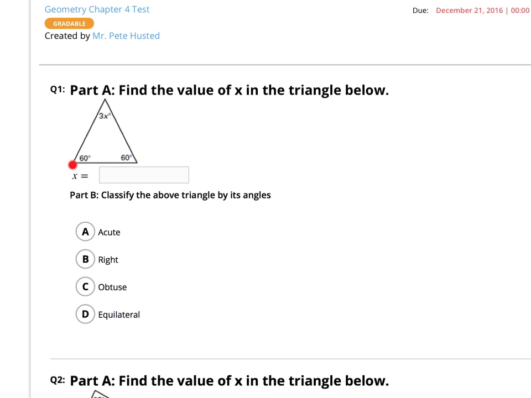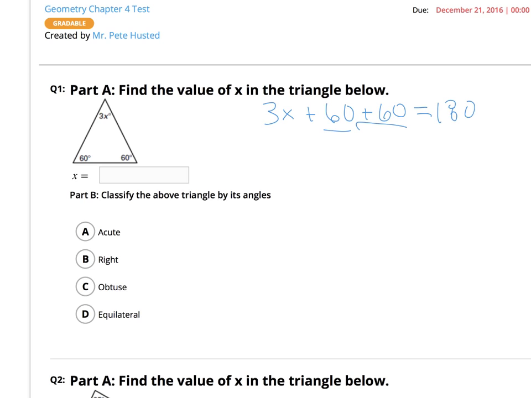Okay, 60 degrees, 60 degrees, and 3x are the three angles of the triangle. So remember there's 180 degrees, so you're going to want to go 3x plus 60, whoops, not 66, plus 60 plus 60 equals 180. And solve for x from there. Remember, you've got like terms to combine here first. Solve for x and make sure you type in your answer.